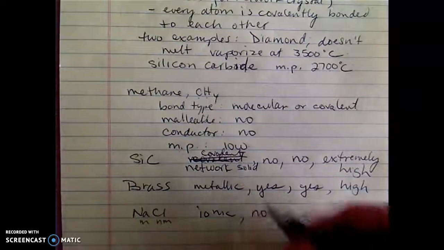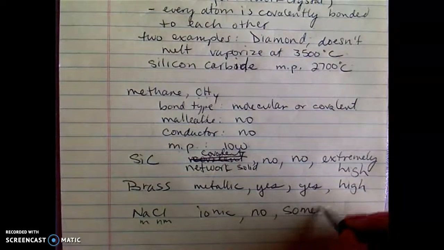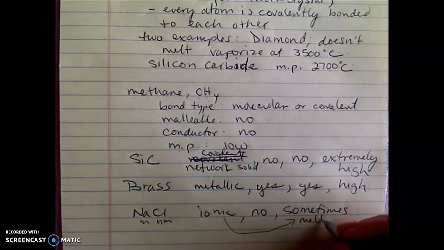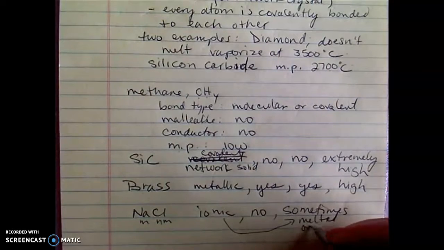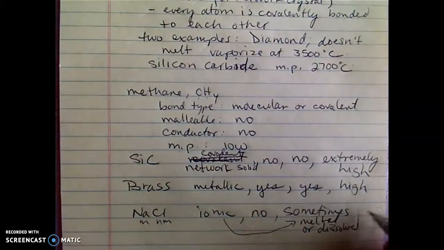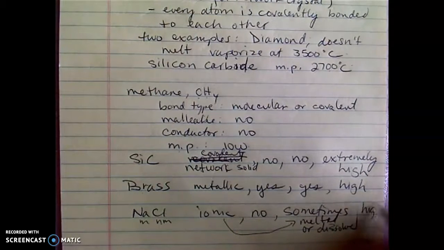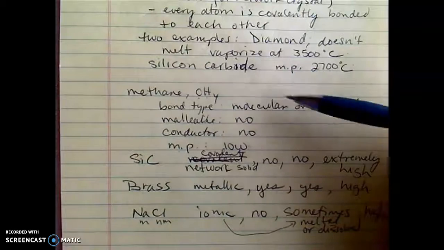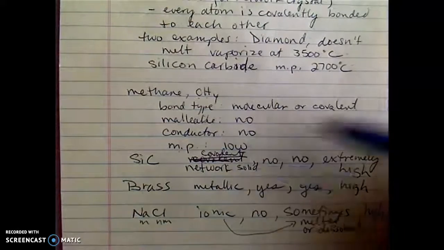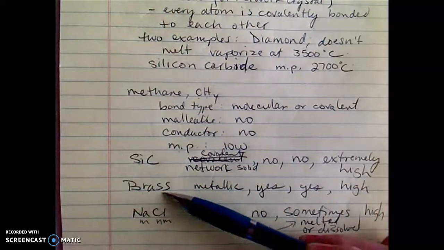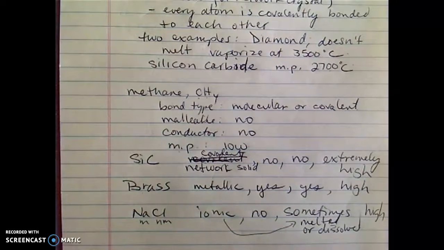Are they good conductors? Sometimes. Remember, if it's ionic, it's only going to conduct if it's melted or dissolved. And what kind of melting point does it have? High. They have high melting points, greater than 300. So I think I've covered everything here. You've got a molecular compound that has covalent bonds. You've got a network solid that has covalent bonds. You've got an alloy that has metallic bonds.